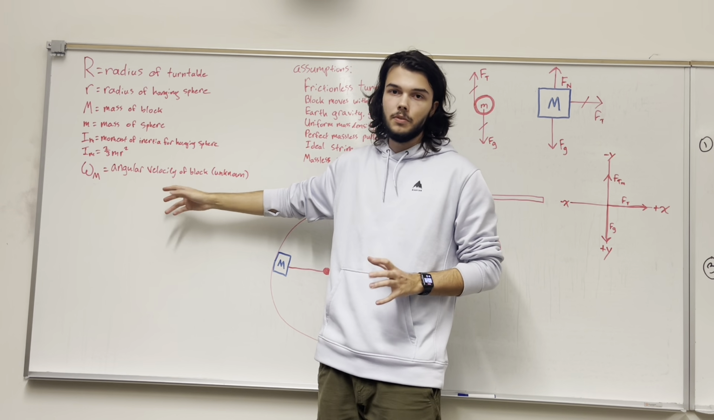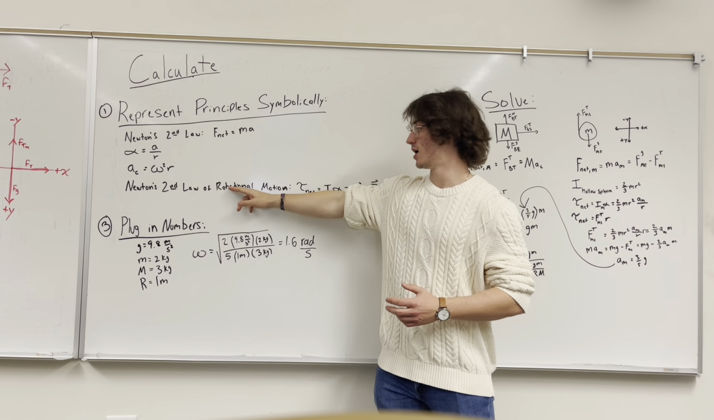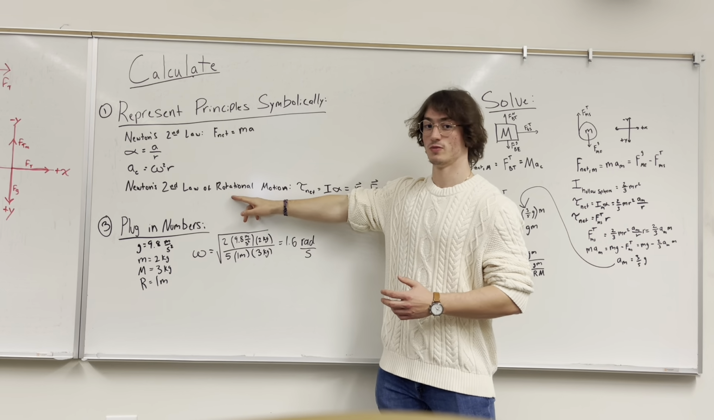Now that we've drawn our diagrams and set up the problem, we can move on to calculating. So first we want to represent our principle symbolically. Using Newton's second law, we can look at the net force acting on each of our masses, both the hollow sphere as well as the block. Newton's second law states that the net force acting on each of those objects is going to be equal to their mass times acceleration. Further, we can use Newton's second law of rotational motion, which is that the net torque acting specifically on the hollow sphere, because we know that it's going to be rotating, is equal to its moment of inertia times its angular acceleration.